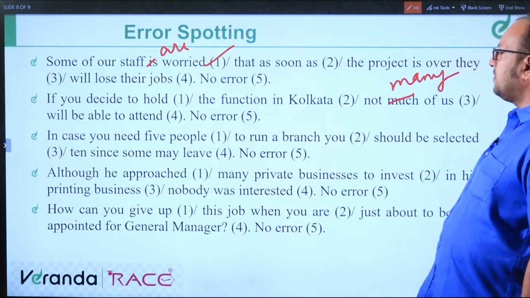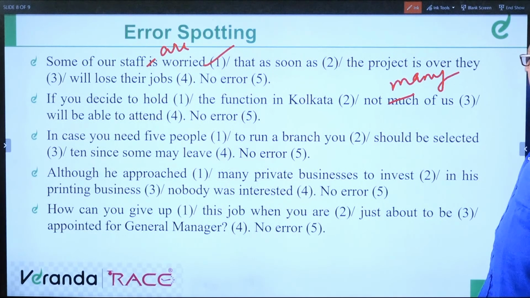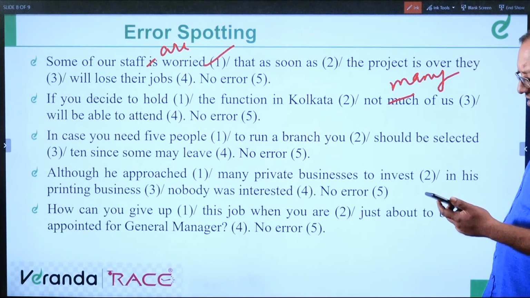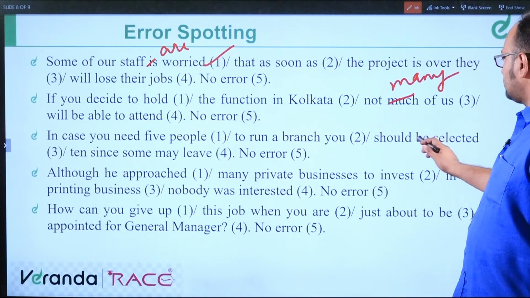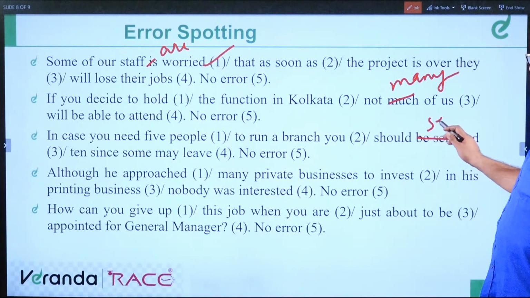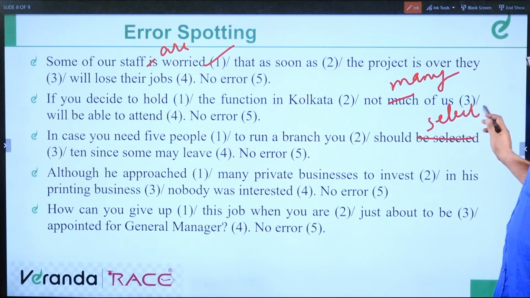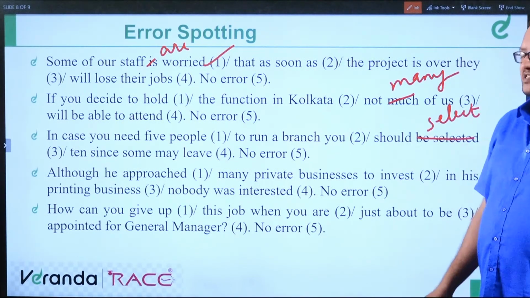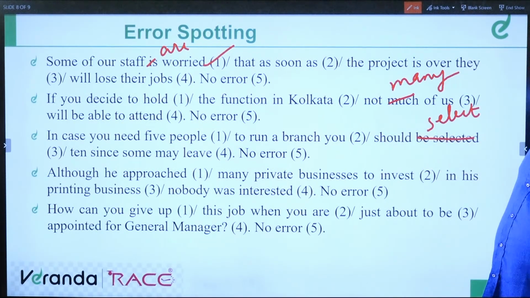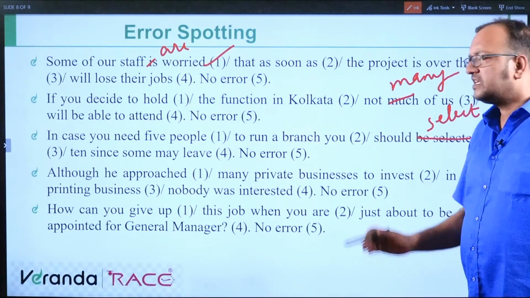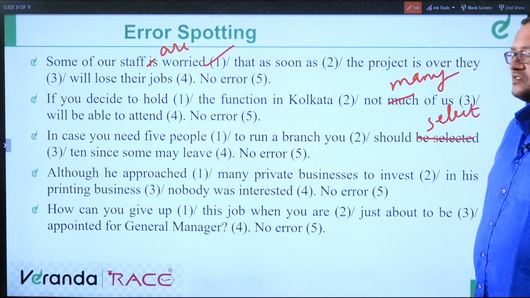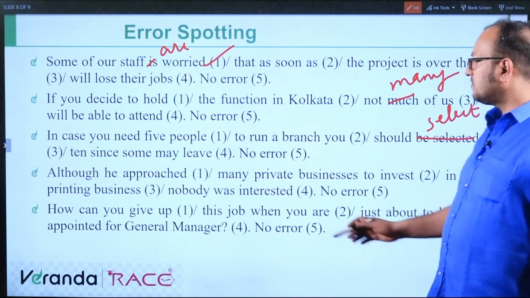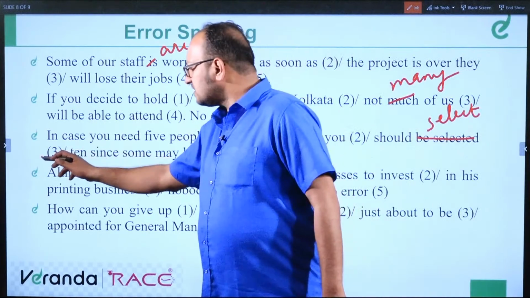In case you need 5 people to run a branch, you should be selected 10 since some may leave. It should not be should be selected. It should be you should select. It should be an active voice, right? Because you are the doer, the performer of the action. So it should be: in case you need 5 people to run a branch, you should select 10 since some may leave. That is the correct answer. So part 3 has an error.